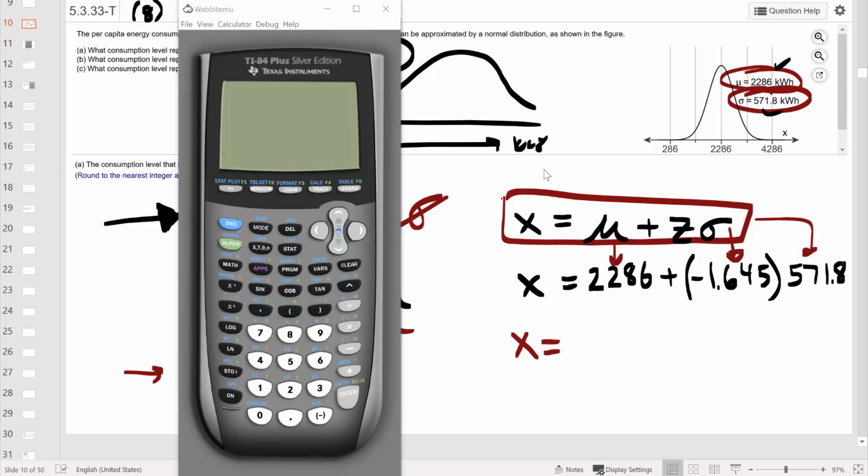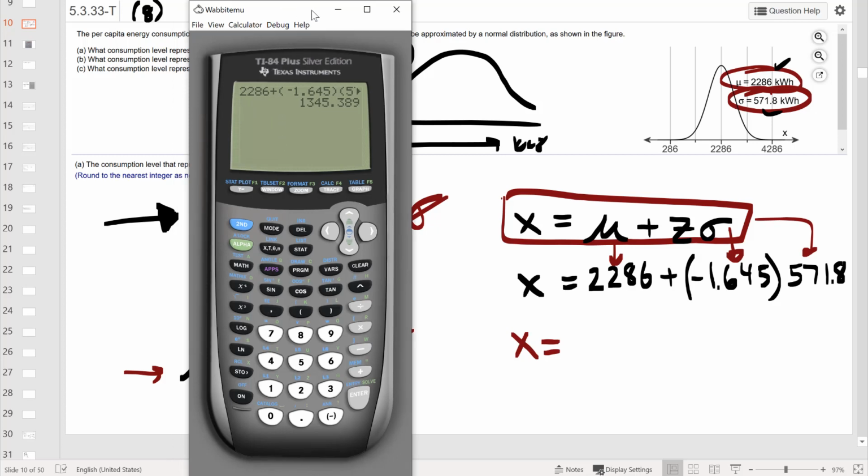all right, let me bring up my handy dandy calculator here. Hopefully you guys have a little calculator that you can do this with, but really it's just punching in numbers. So this is 2286 plus a negative 1.645 multiplied with 571.8. Voila, and we should get something familiar.